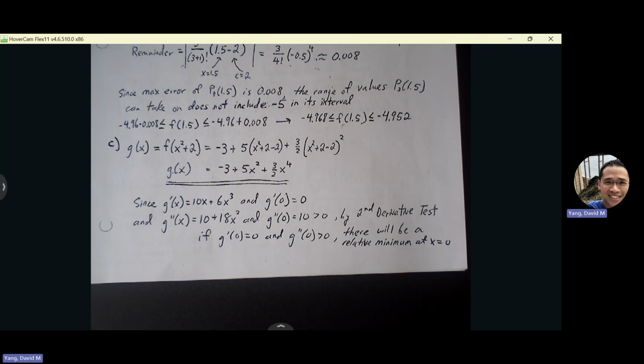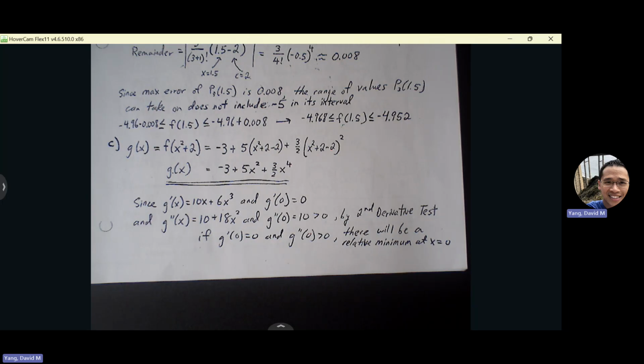G prime of x. You can also find G prime from this level here. Just go through power rule, go through chain rule, plus 0, and you're going to get 0. Find the second derivative. Your second derivative at 0 is going to end up being 10, which is not that important. It's the fact that it's positive.